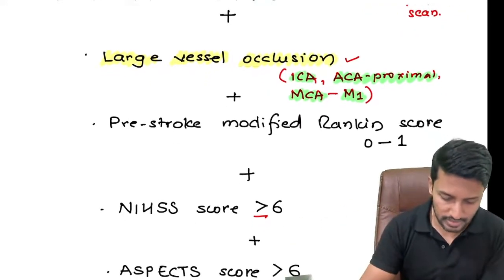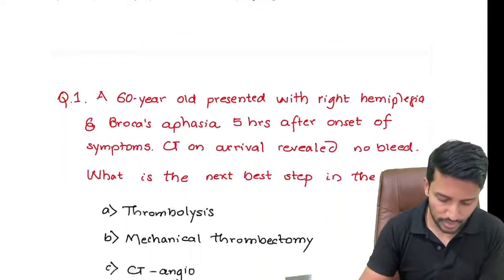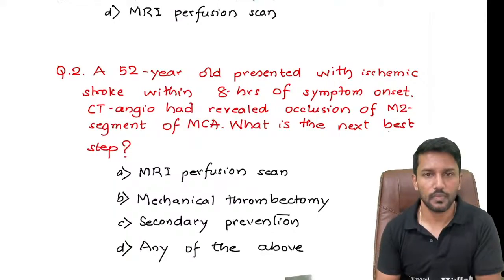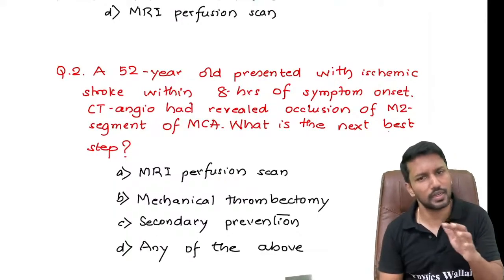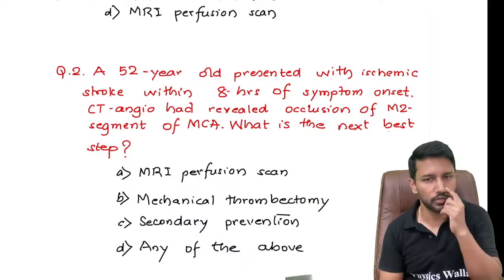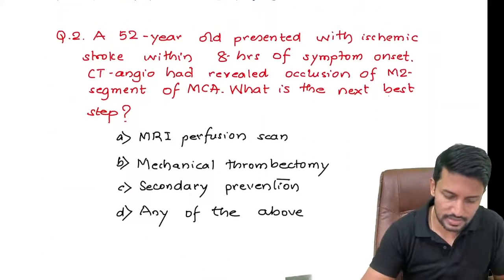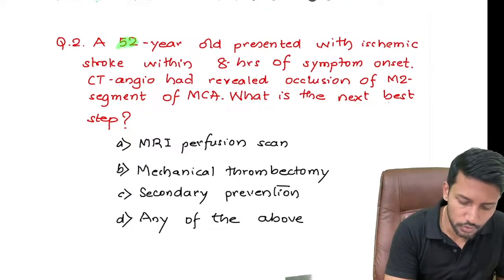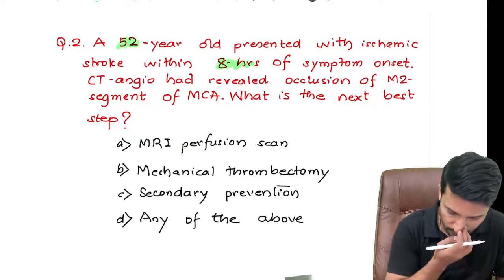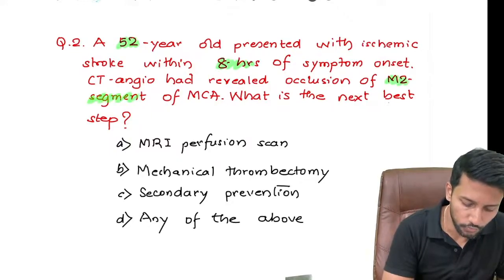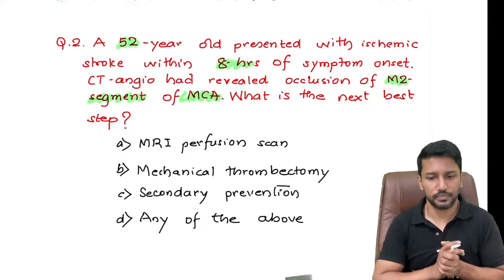Okay. So with this basics, let me give you a question and see if you can answer it. Let us try. We will come back and answer this question, and I'm very sure that by the end of the session, you will be able to deal with most of the questions from stroke. So look at this question and try answering. Here we have a 52-year-old who presented with ischemic stroke within 8 hours of symptom onset. CT angio revealed occlusion of the M2 segment of the middle cerebral artery. What is the next best treatment?